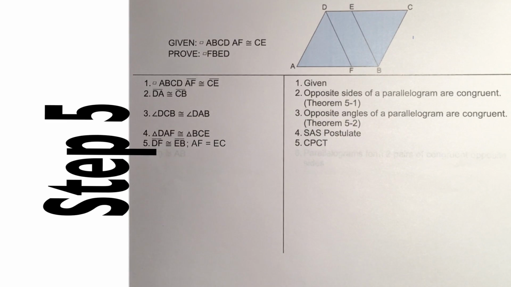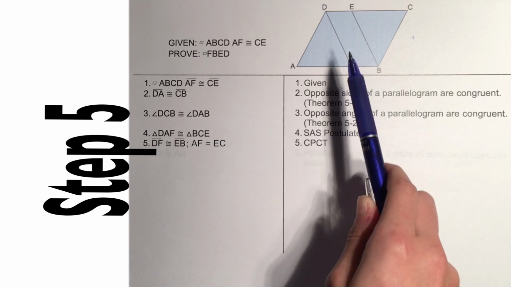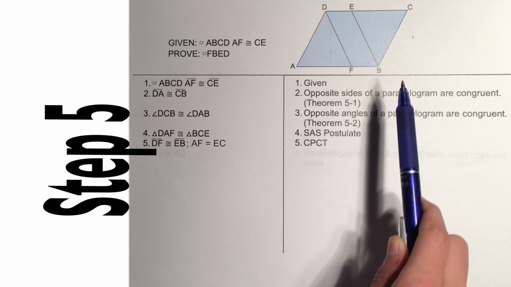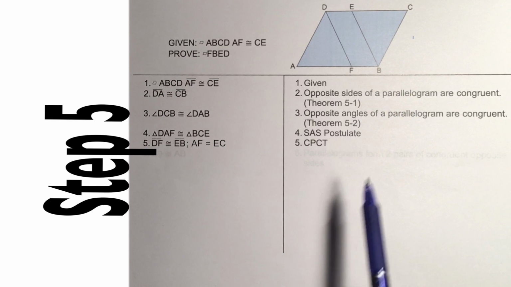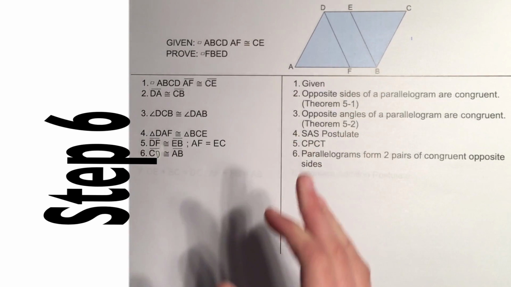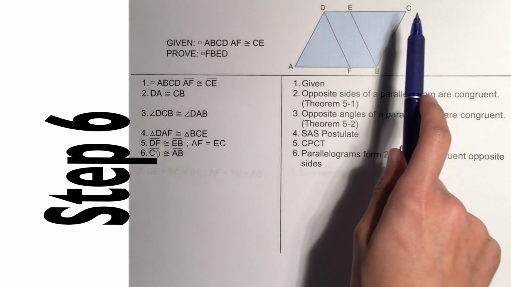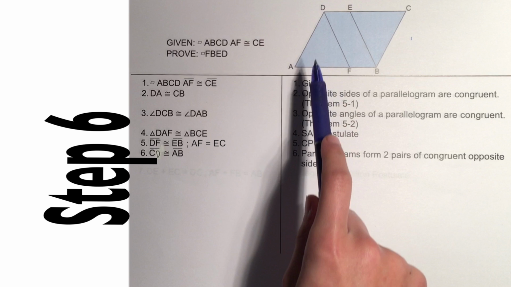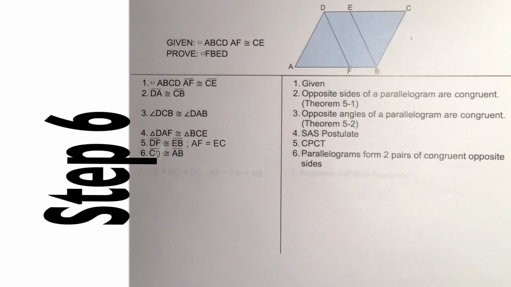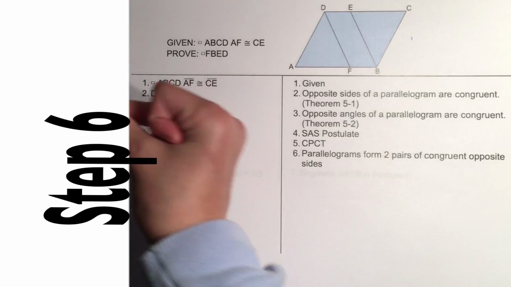Our next step is that DF is congruent to EB. Also, AF is equal to CE. And this is because of CPCTC. And this is important so that we can prove it. Now we can say that CD is congruent to AB, because parallelograms have two pairs of congruent opposite sides. And here's our next step.